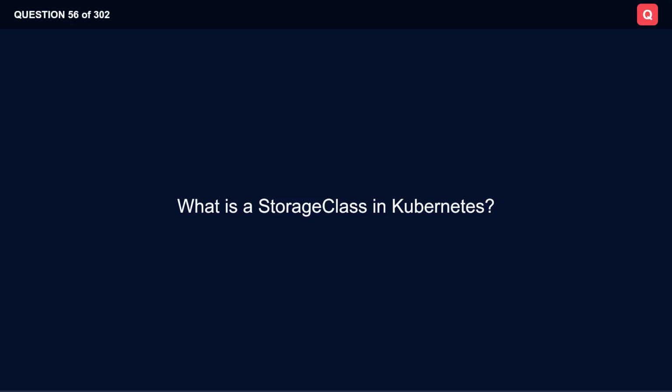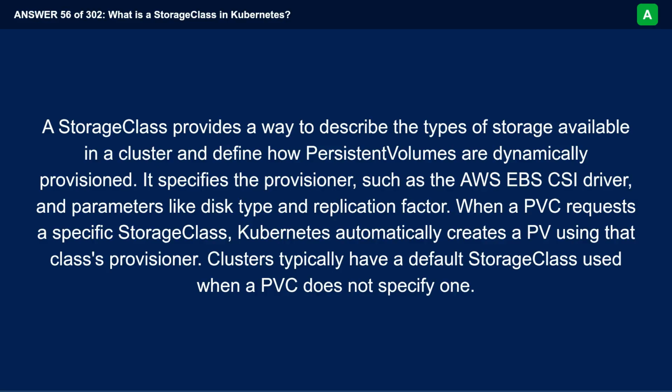What is a storage class in Kubernetes? A storage class provides a way to describe the types of storage available in a cluster and define how persistent volumes are dynamically provisioned. It specifies the provisioner, such as the AWS EBS CSI driver, and parameters like disk type and replication factor. When a PVC requests a specific storage class, Kubernetes automatically creates a PV using that class's provisioner. Clusters typically have a default storage class used when a PVC does not specify one.